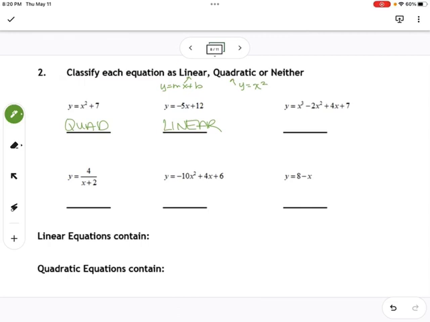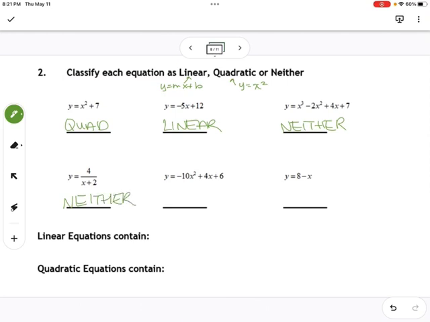Next one, y equals x cubed minus 2x squared plus 4x plus 7. Because we have an exponent higher than 2, we have that x cubed. This one will be neither. Next one is y equals 4 over x plus 2. So this has an x on the bottom. That is not one of our options, so this one is also neither.